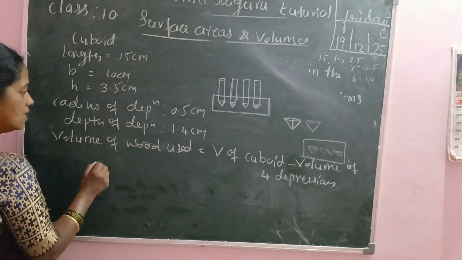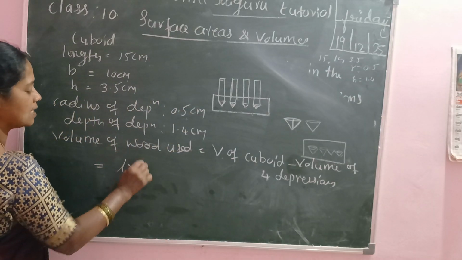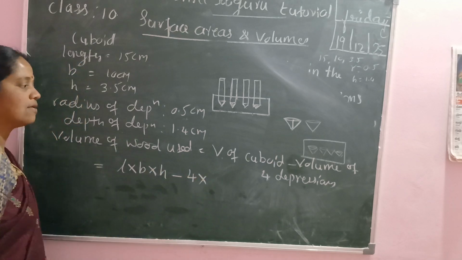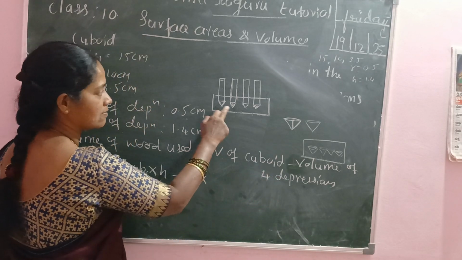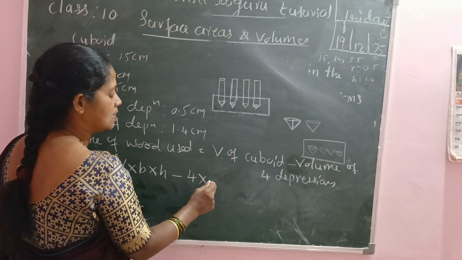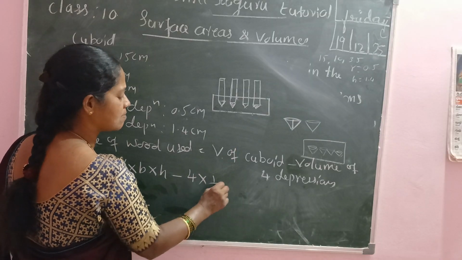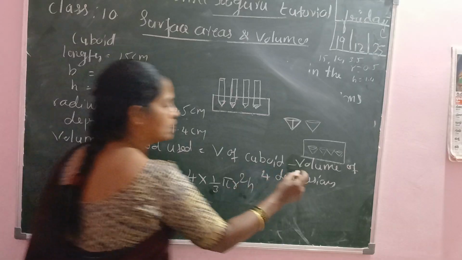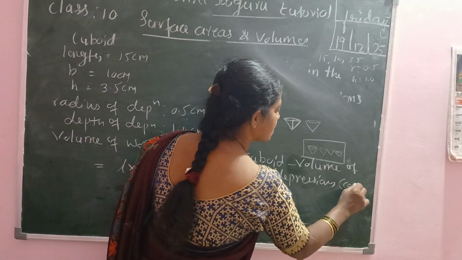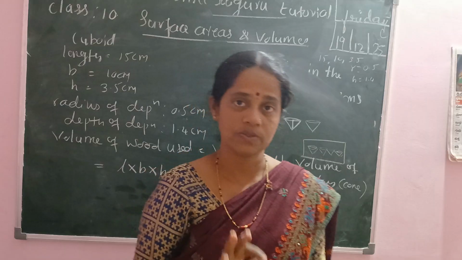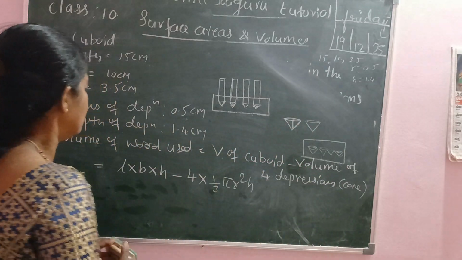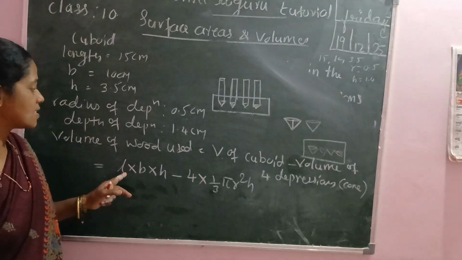Let us start here. The volume of the cuboid is L into B into H, minus 4 into the volume of the four depressions, meaning the volume of the four cones, which is 1 by 3 pi r square H. Here the four depressions are in the shape of a cone. Don't get any confusion. So let us continue. Till here I think you understand.